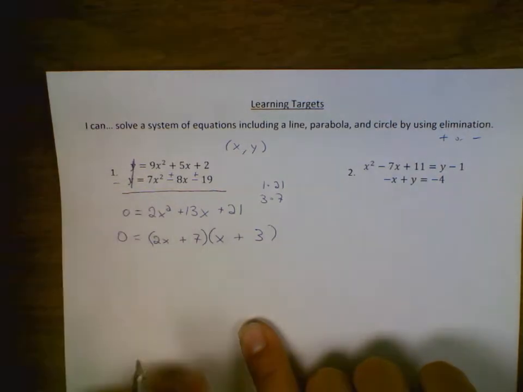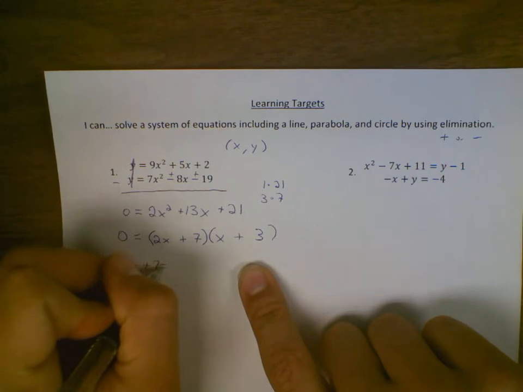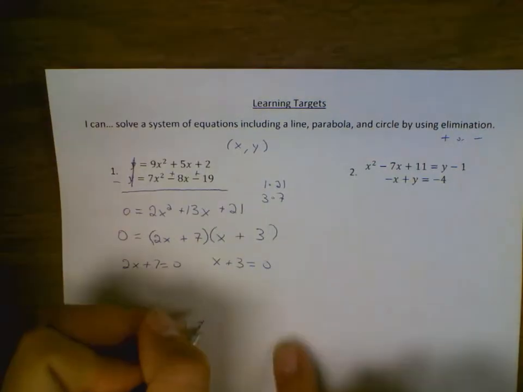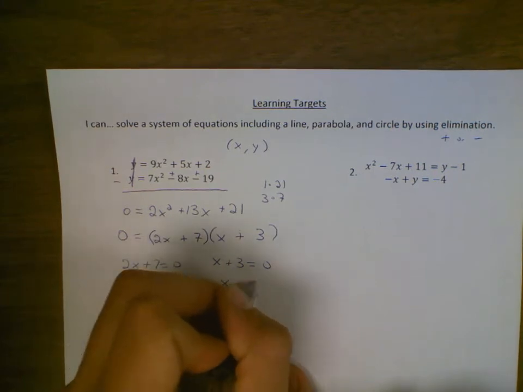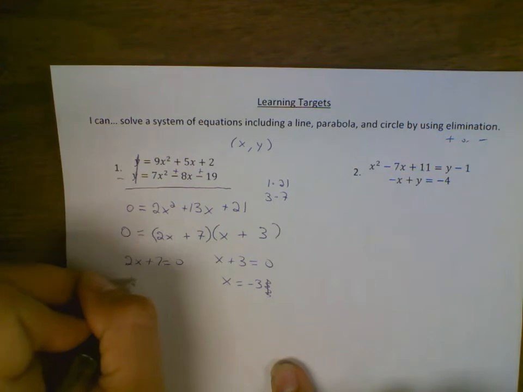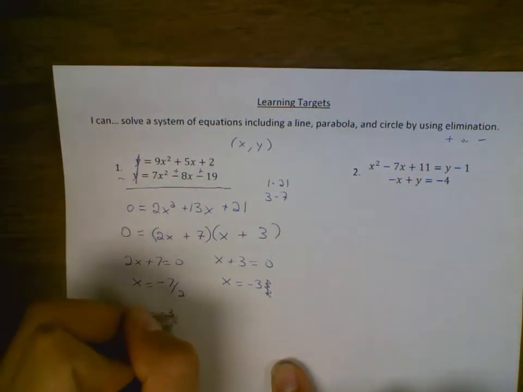Okay, so I get this. And then I solve this by setting both factors equal to 0. So I get 2x plus 7 equals 0, or x plus 3 equals 0. That gives me x equals negative 3. And this one gives me x equals negative 7 halves, which is x equals negative 3.5.